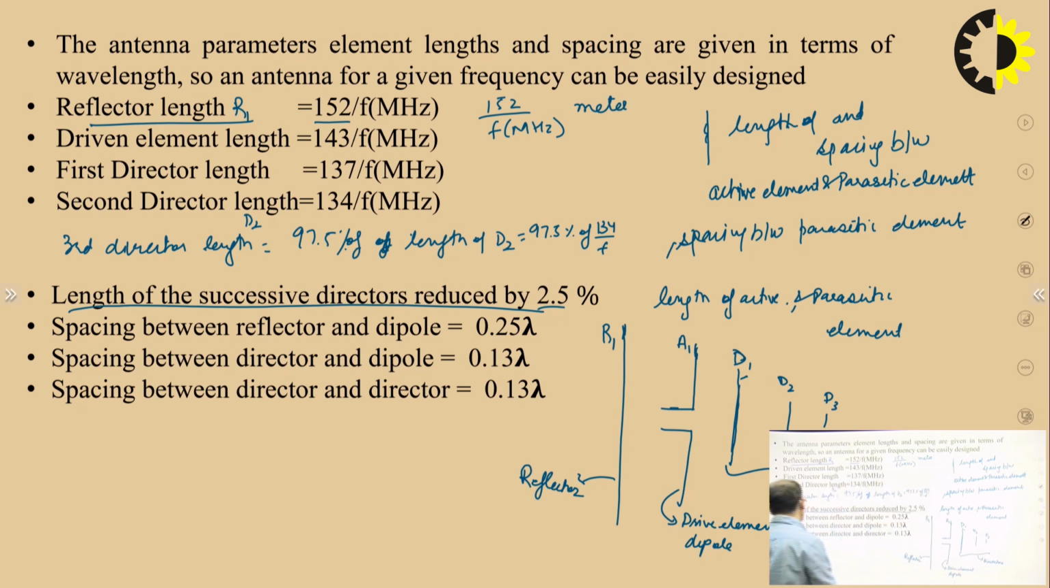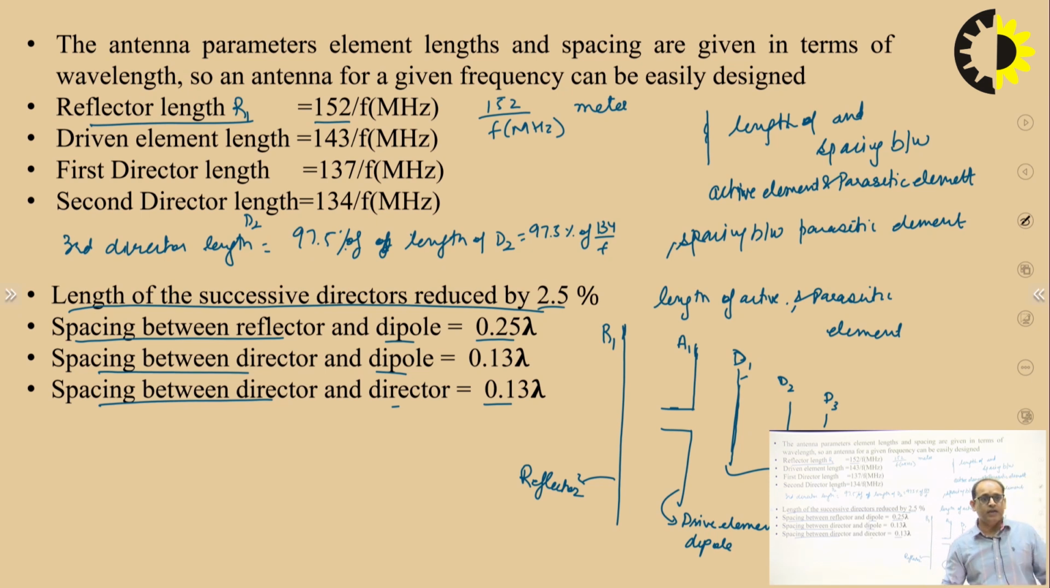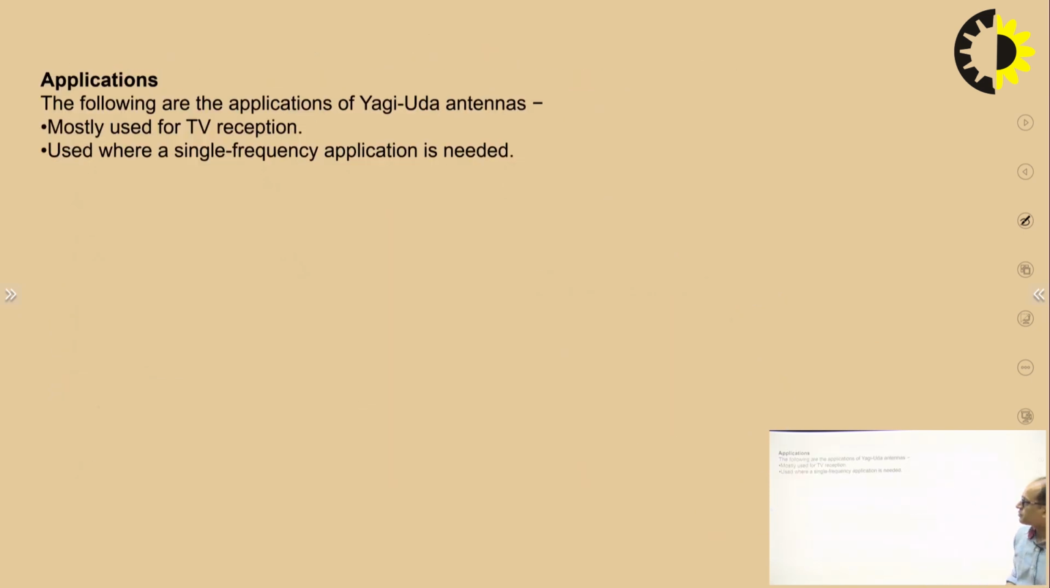The spacing determines the phase of the induced currents. The spacing between the reflector and the dipole should be 0.25 lambda. The spacing between the director and the dipole is 0.13 lambda, and the spacing between director and director should be 0.13 lambda. So from these formulas we can design the Yagi Uda antenna at any particular frequency.